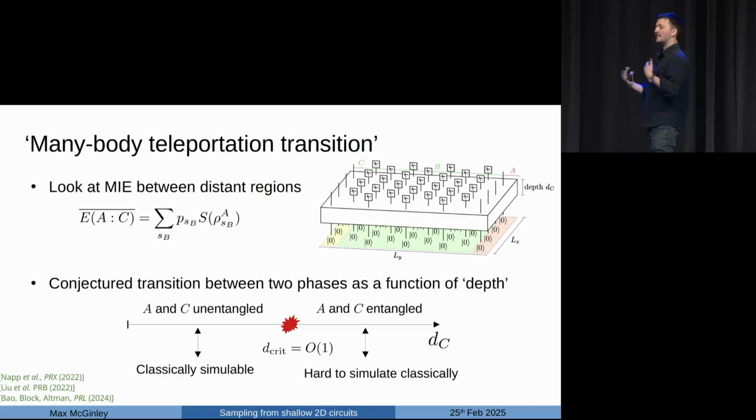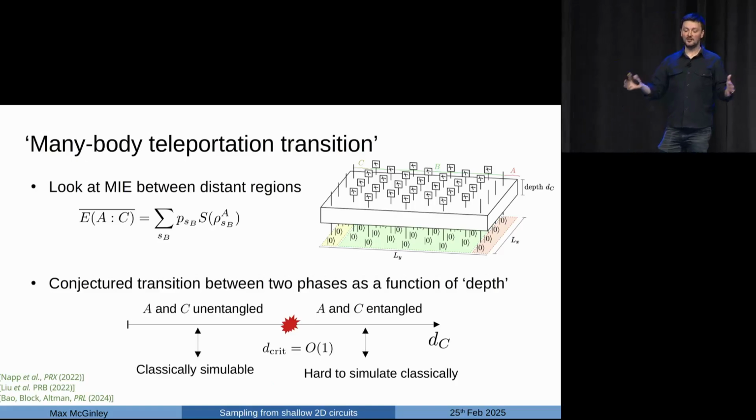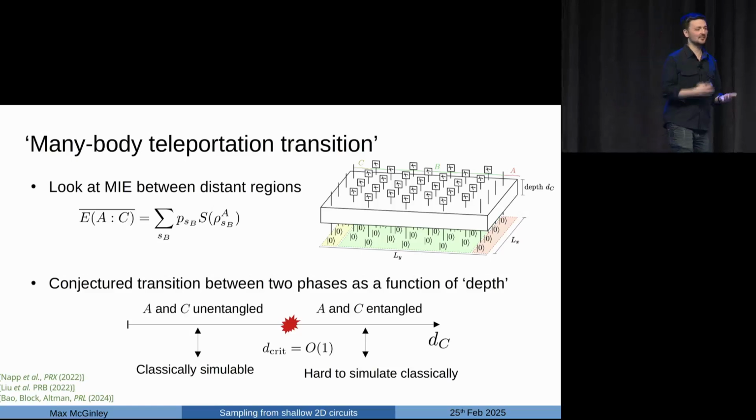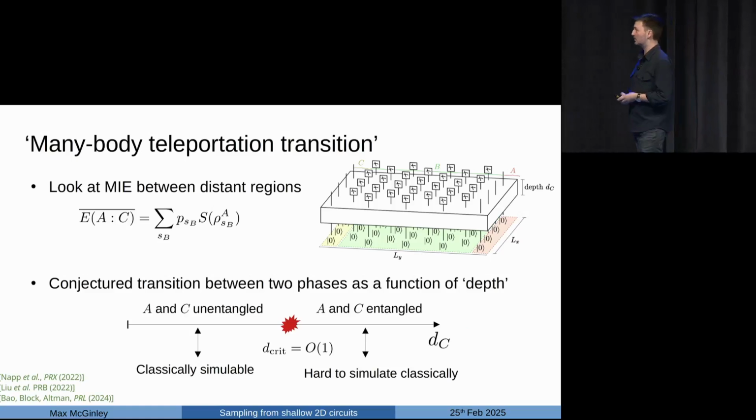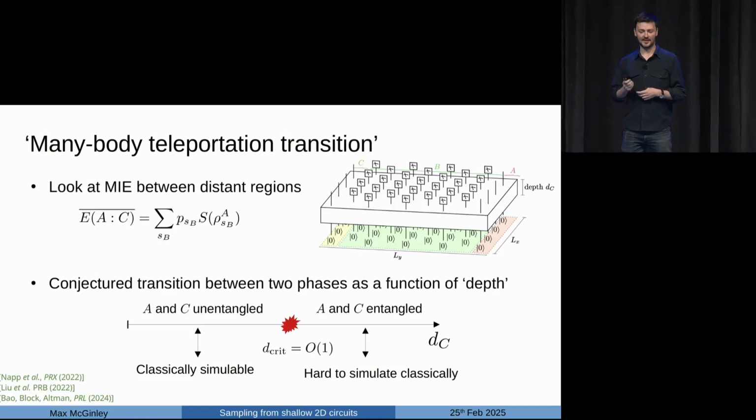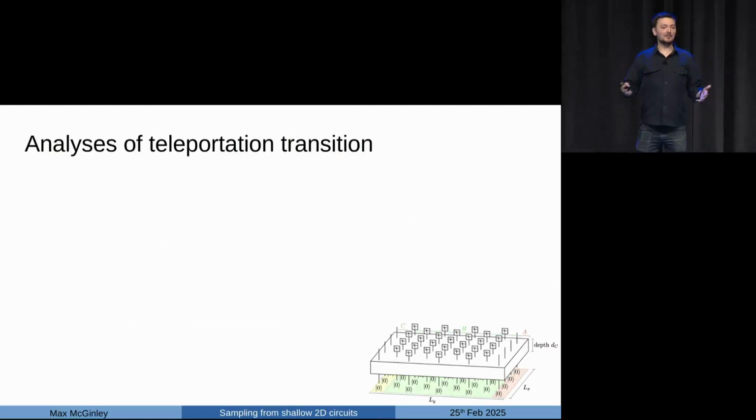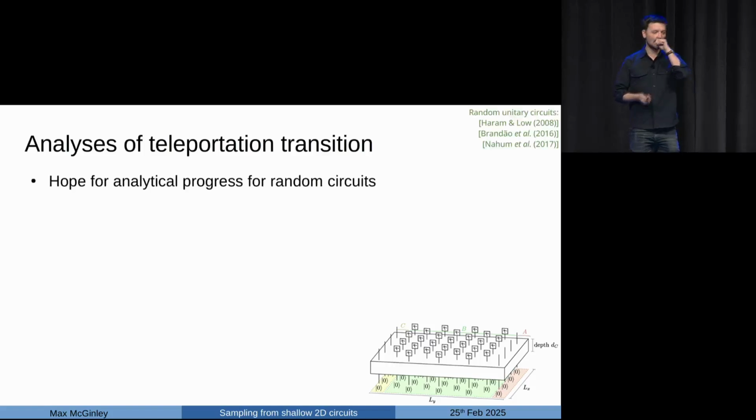And this has been associated with a proposed transition in the simulability of these circuits, in terms of simulating sampling from them. So the idea is that once we start generating long-range entanglement, there is no efficient classical ansatz for these post-measurement states, and the algorithms that we have, at least that we know of, will begin to fail. I'll elaborate on that statement a little later. So this motivates us to think about how entanglement spreads when we start measuring states generated by a constant depth circuit. And so we can think, what sort of analytical tools do we have to study this?